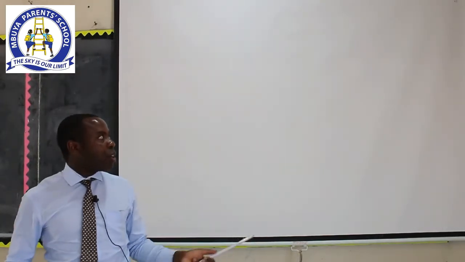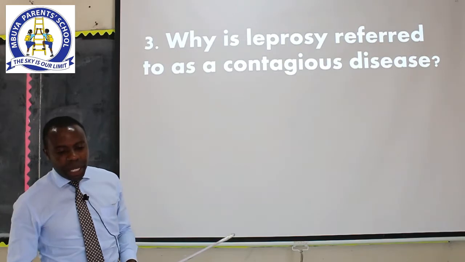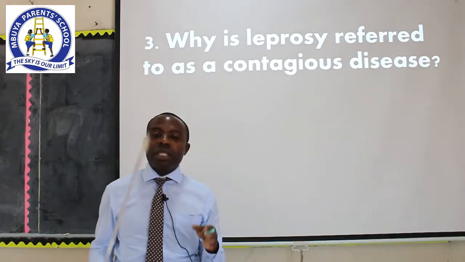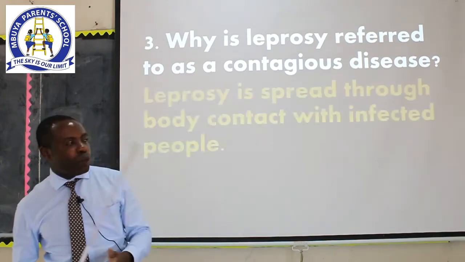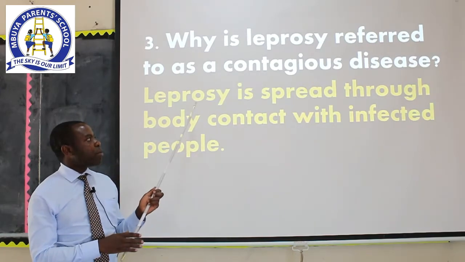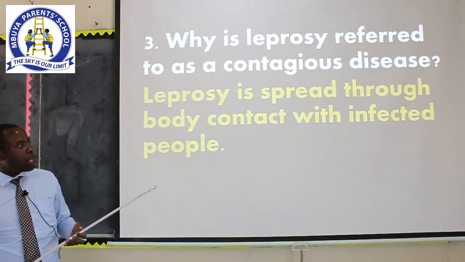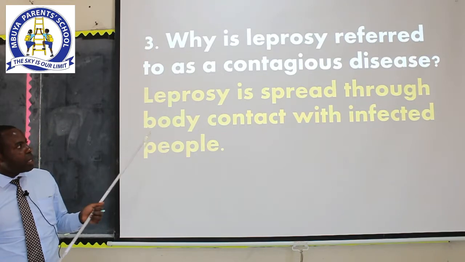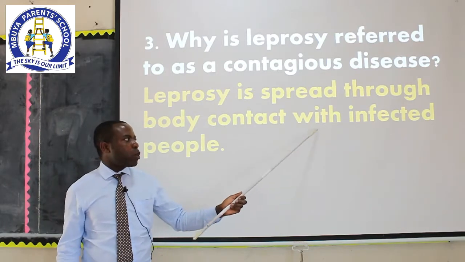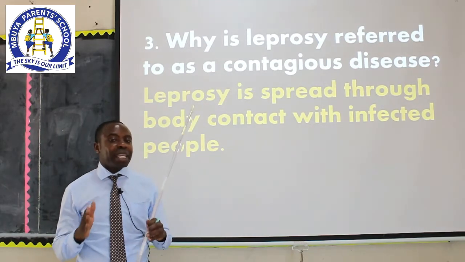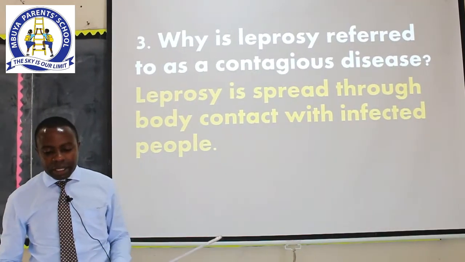Question 3 was, why is leprosy referred to as a contagious disease? Remember, contagious diseases are those diseases that spread through body contact with an infected person. So if we are to prevent any contagious disease like leprosy, it means we have to avoid contact with an infected person. Now the answer is leprosy is spread through body contact with an infected person. We have to conclude by saying with an infected person, because if you are in body contact with a person that is not infected with leprosy, you can't get that disease.